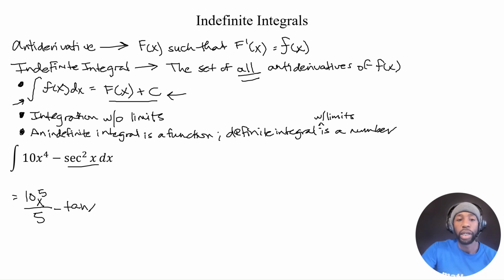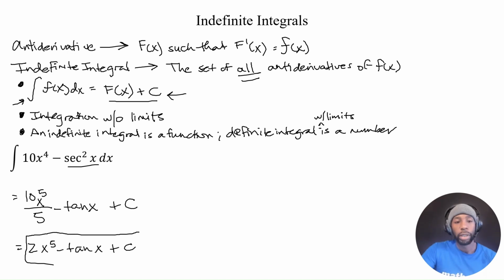tangent x plus c, and we can simplify this a little bit more because 10 divided by 5 is 2, so it's going to be 2x to the fifth minus tangent x plus c. And remember, this is the family of all those particular functions, okay?